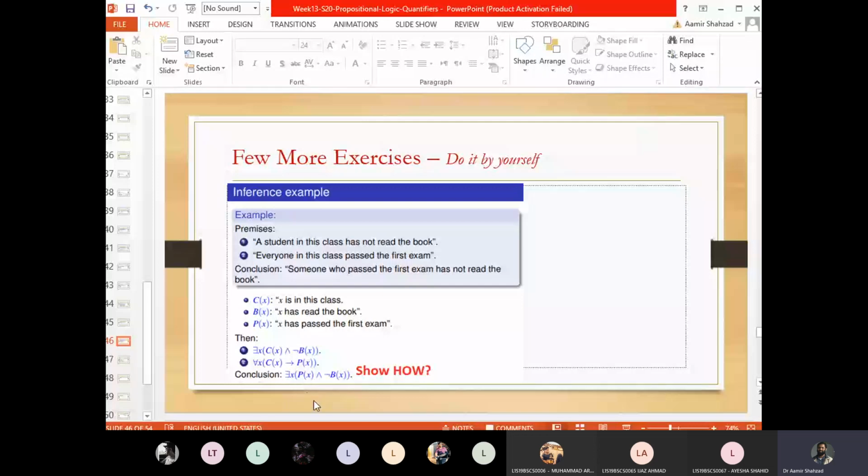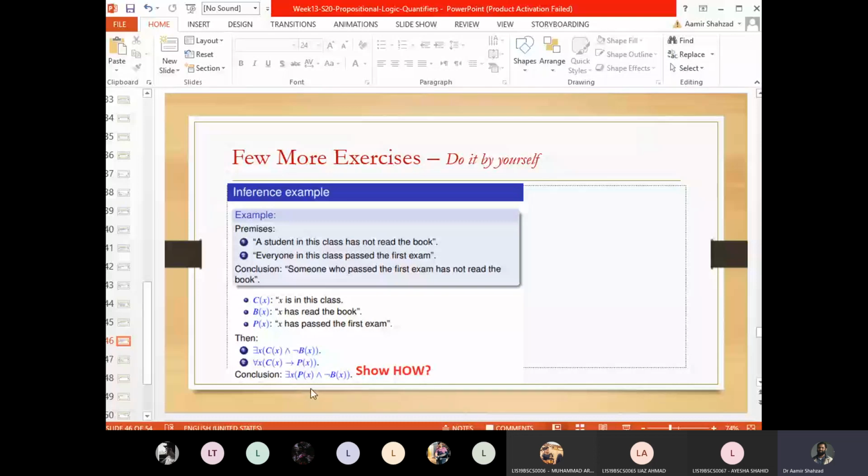So we can say that there exists some student who has passed the exam and has not read the book. So there exists some student, they have passed the exam and they have not read the book, because we can see C of X and not R of X. They both have to be true. So C of X is true, so P of X has to be true. क्योंकि implication में 1 implies 1, 1 implies 0 हो नहीं सकता. So 1 implies 1, so it means P of X is true.